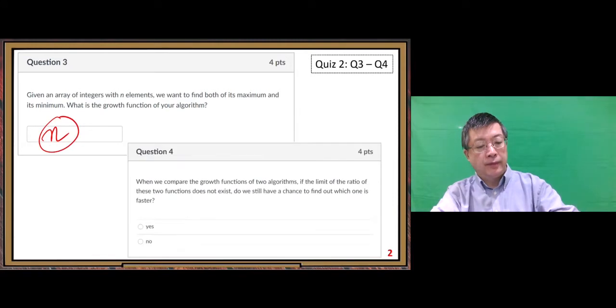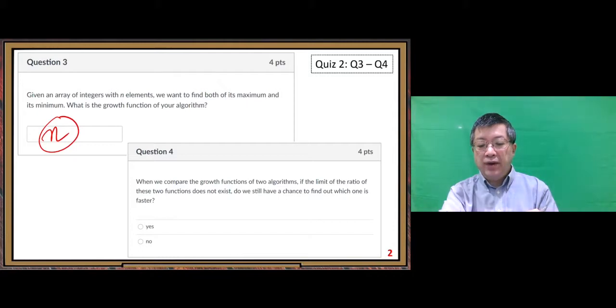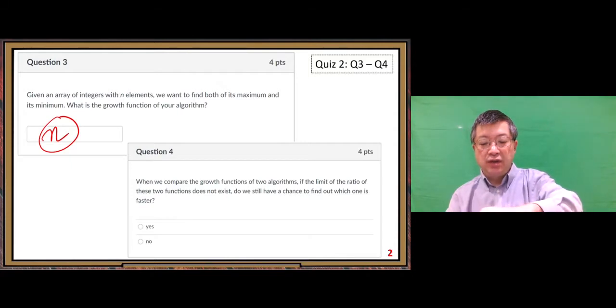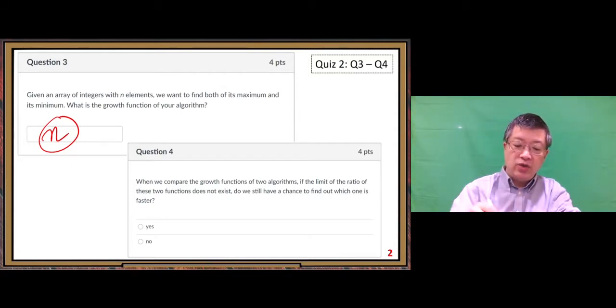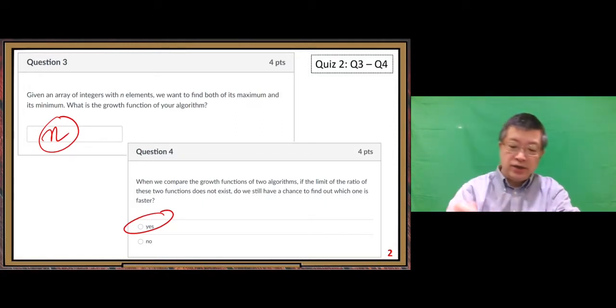Now, question 4: when we compare the growth functions of two algorithms, if the limit of the ratio of these two functions does not exist, do we still have a chance to find which one is faster? Yes. In the notes, I explain. I give you a counterexample, a special example. The example is not in the notes. If you didn't watch the video, you may not get it. So here I just give it to you another time.